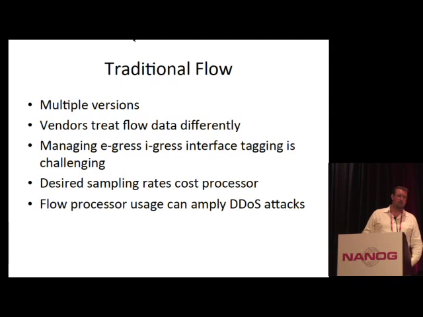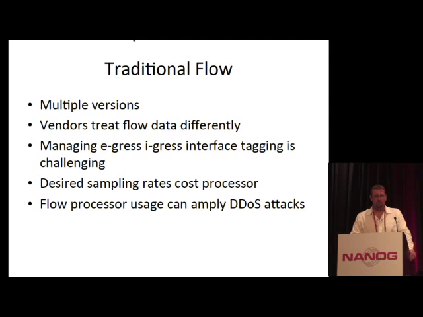There's also, of course, traditional flow. It has its problems, right? You've got multiple versions to deal with. And the biggest one, of course, is that vendors treat flow differently on different versions of router software. And it's a real pain to continually update which interfaces are considered egress and ingress for tagging for flow data.